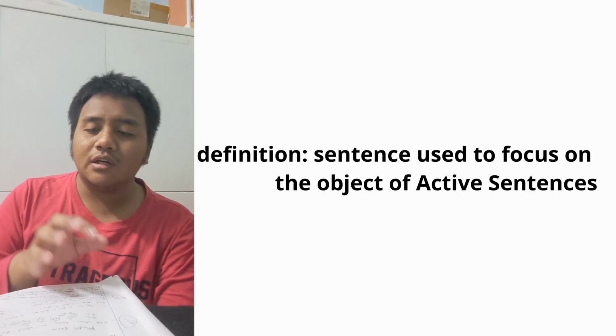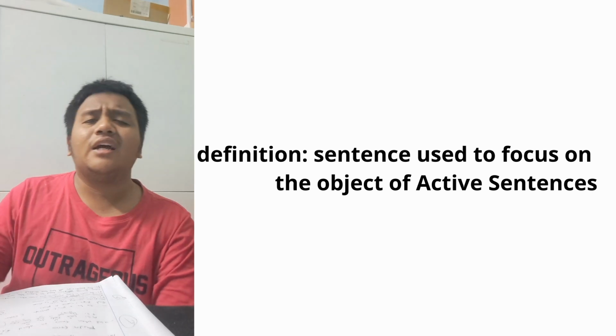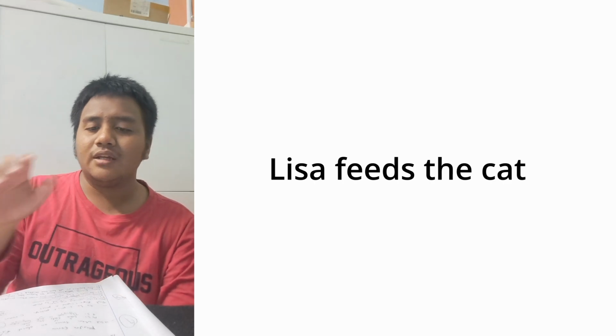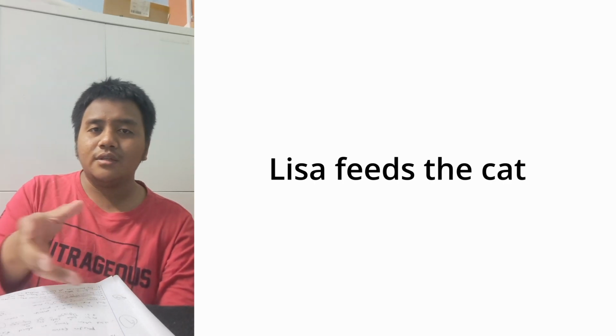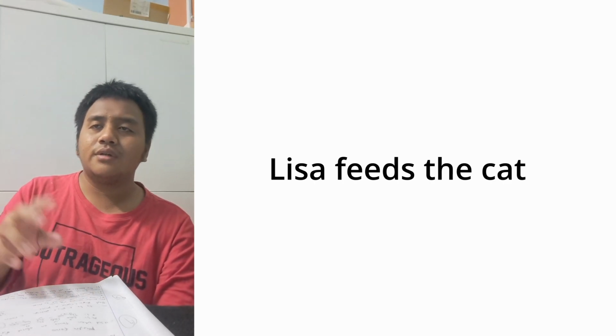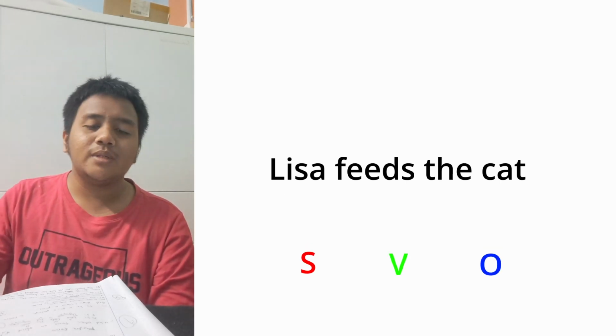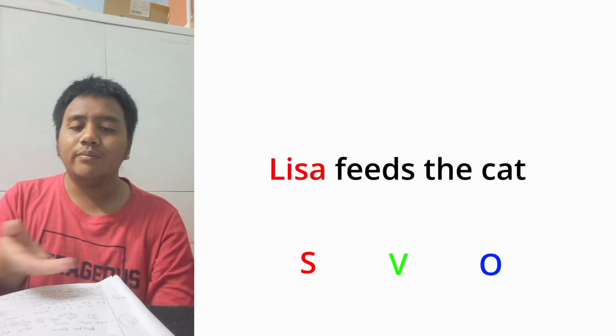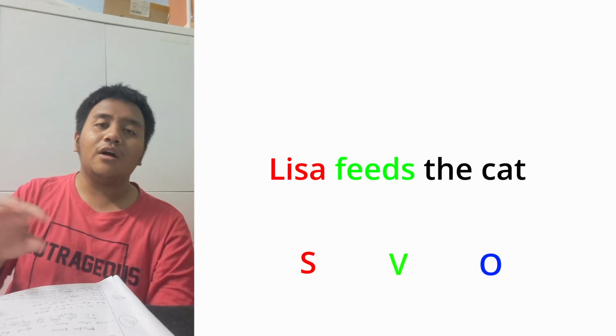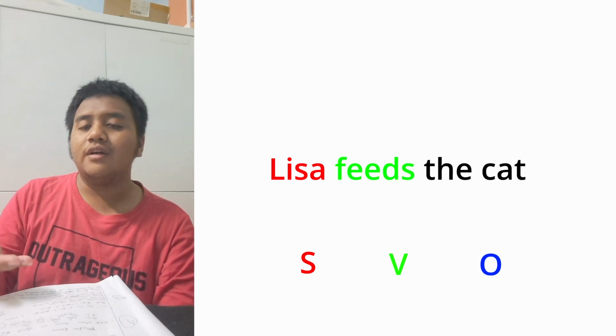Alright, passive forms. Now these are used when we focus on the object of an active sentence. Alright, what's an active sentence then? An active sentence is a typical kind of sentence, okay? For example, Lisa feeds the cat. In this sentence, the structure would be subject, verb, then object. The subject here being Lisa, then the verb feeds, then the object being acted upon, the cat.